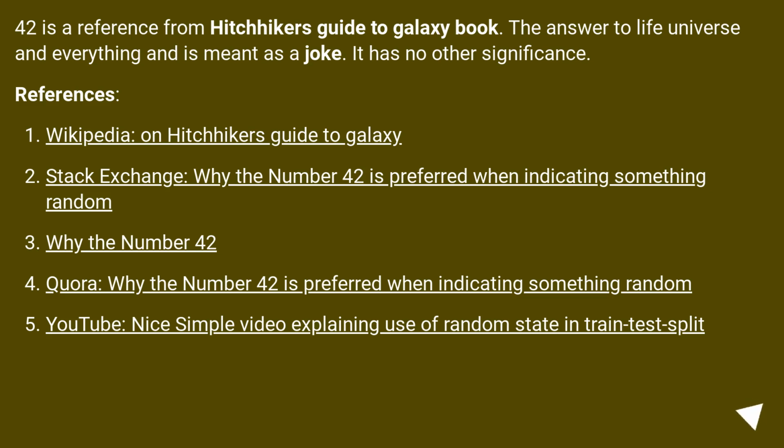References: Wikipedia, on Hitchhiker's Guide to the Galaxy. Stack Exchange, why the number 42 is preferred when indicating something random. Why the number 42? Quora, why the number 42 is preferred when indicating something random. YouTube, nice simple video explaining use of random state in train test split.